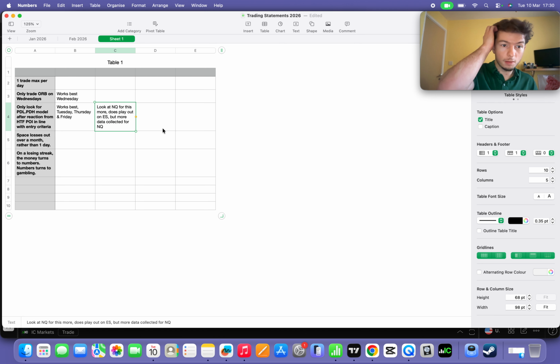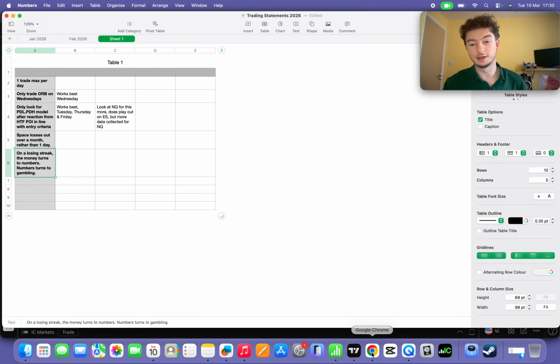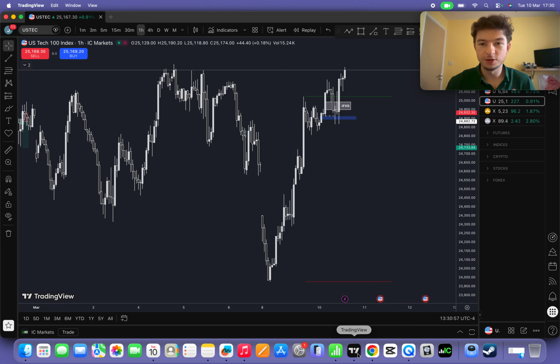So, yeah, I want to space my losses out over a month rather than a day. So, I want to reduce my number of trades. And also noting that on a losing streak, the money turns to numbers and the numbers turns to gambling. So, hopefully, by reducing number of trades, we can improve my profit and just my mindset in general.